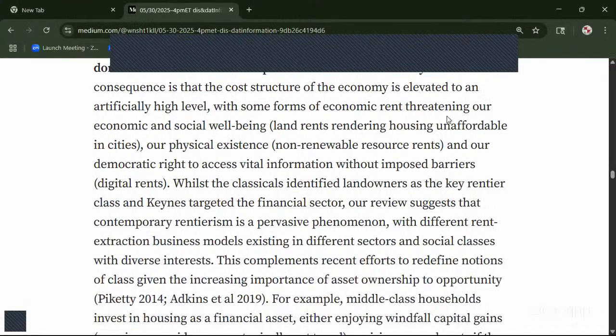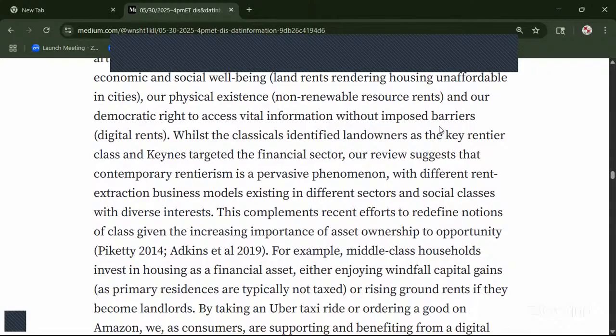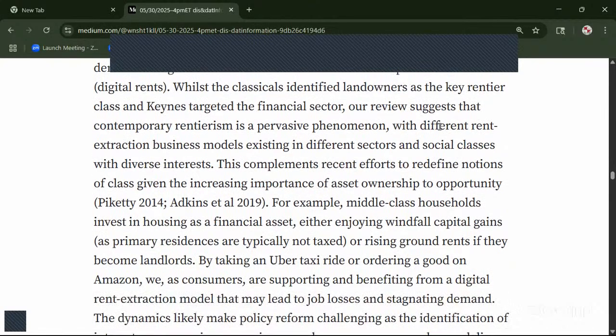Whilst the classicals identified landowners as the key rentier class and Keynes targeted the financial sector, our reviews suggest that contemporary rentierism is a pervasive phenomenon, with different rent extraction business models existing in different sectors and social classes with diverse interests. This complements recent efforts to redefine notions of class, given the increasing importance of asset ownership to opportunity. For example, middle class households invest in housing as a financial asset, either enjoying windfall capital gains as primary residences are typically not taxed, or rising ground rents if they become landlords.